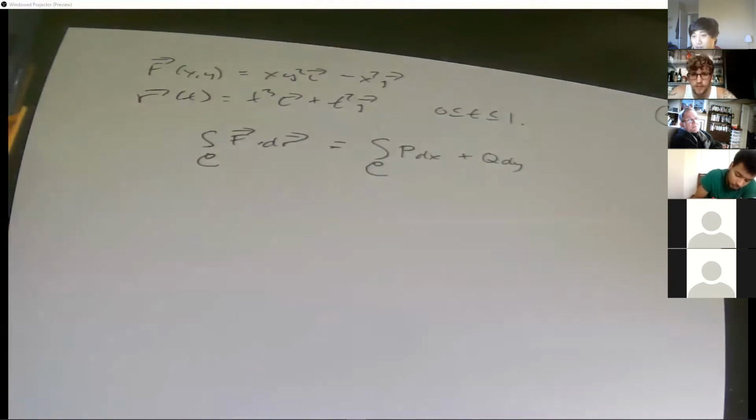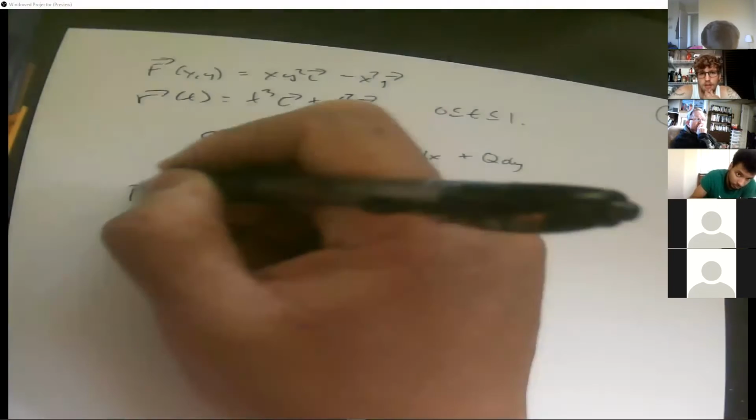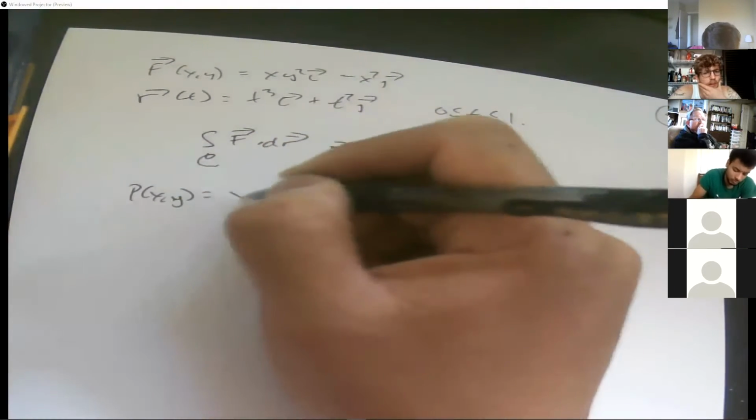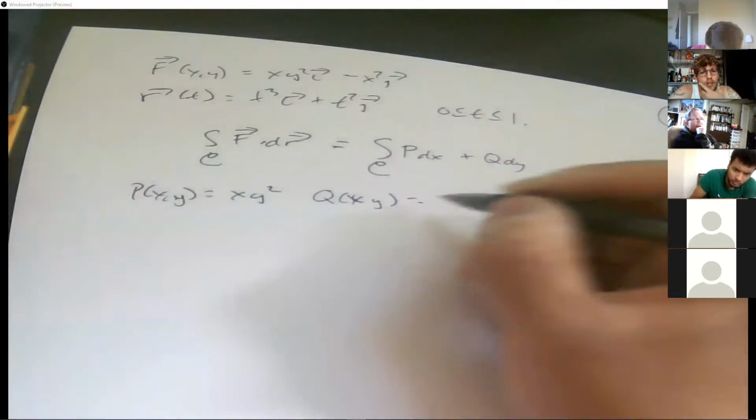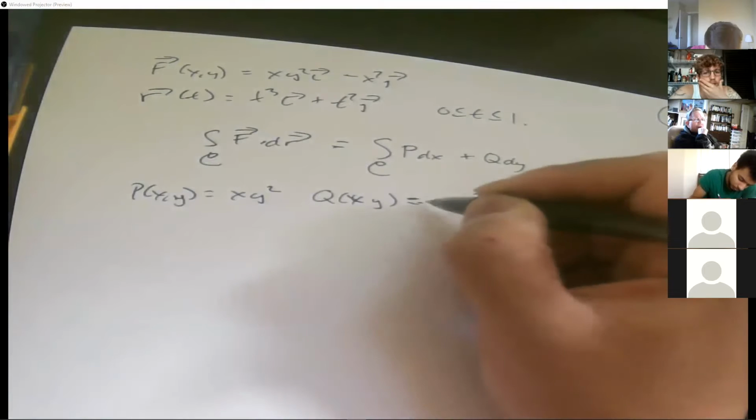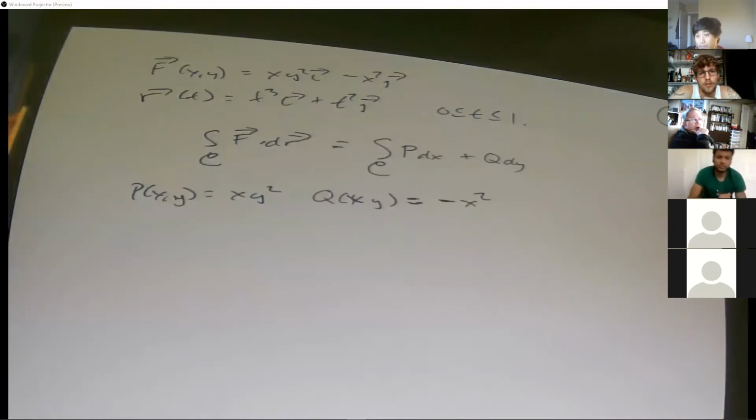What are p and q here? What is p? Just the x portion? Yeah, which is? x y squared? Yep, so p of x, y is x y squared, and q of x, y is minus x squared, right? Wait, don't we incorporate r of t into this? Well, we're not quite there yet. We're just finding out what p and q are.